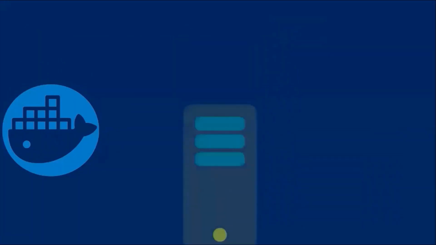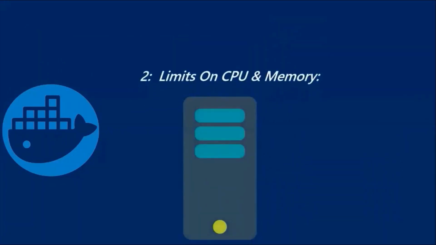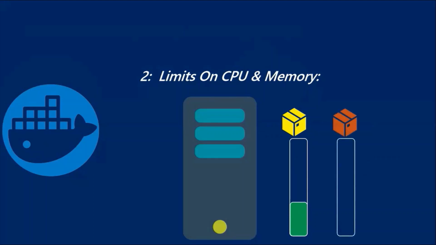And number two is limits on CPU and memory. An application may not hold resources from another application, which means we will set the codes within the Docker file that this container consumes this percent of RAM and that percent of CPU. And that container cannot go beyond what is already provided in a Docker file.